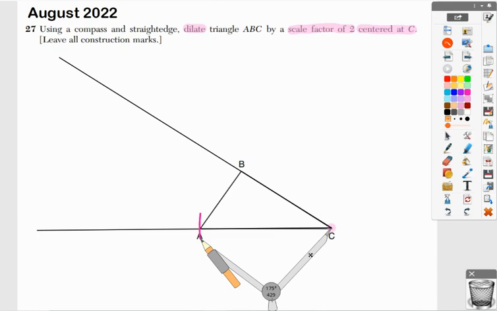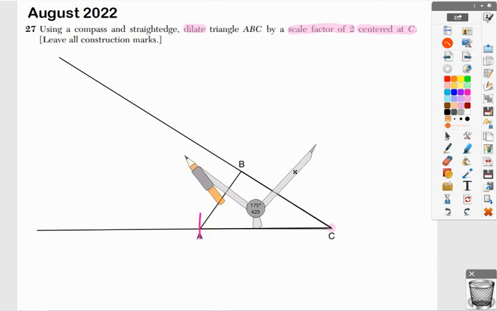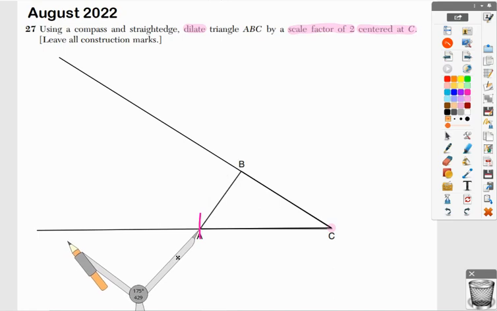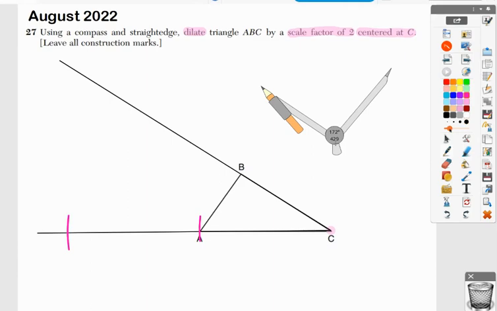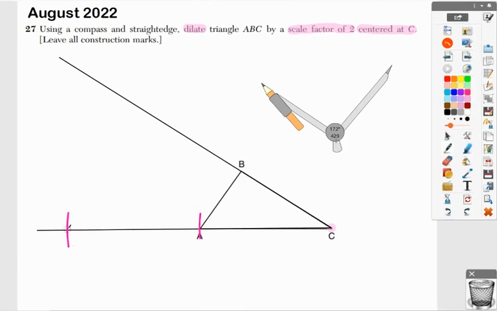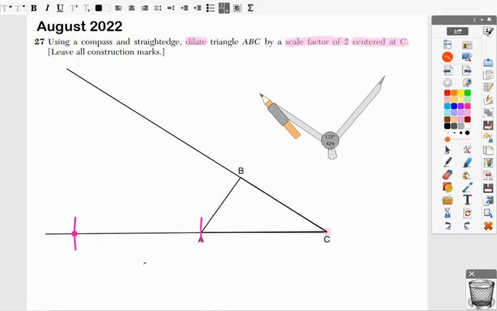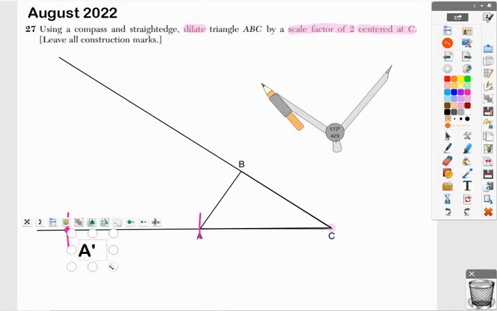Now I want to make A twice as far because my scale factor is 2. So I'm going to pick up my compass, being careful not to change any of the distances. I'm going to put my point on A and swing a second arc. Now this arc is twice as far from C as A was. So I can put a point on that point of intersection. Let me make it a little bit bigger so you can see it more easily. There we go. That is going to be A prime. I'm going to put in A prime and label this point here.